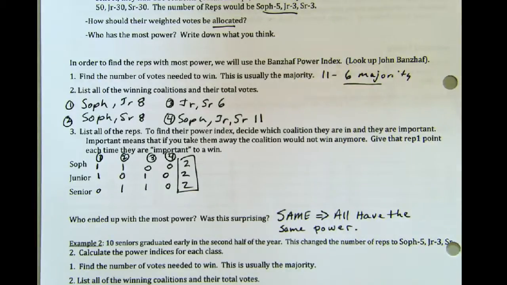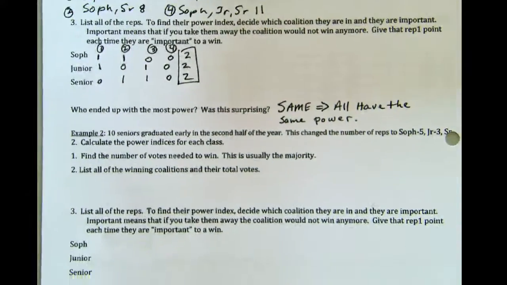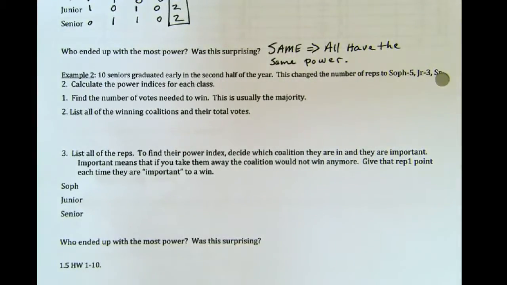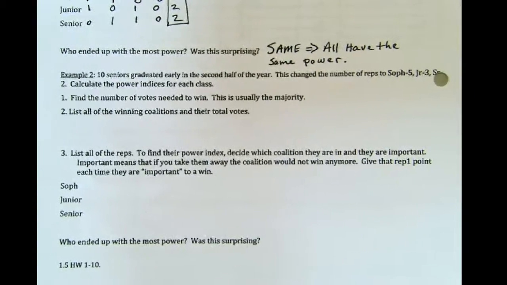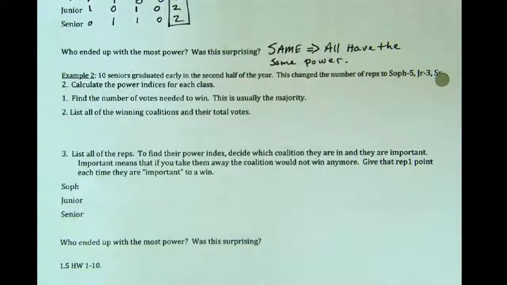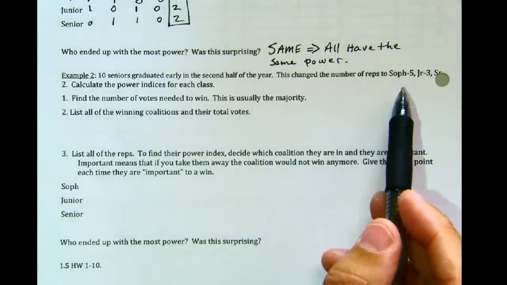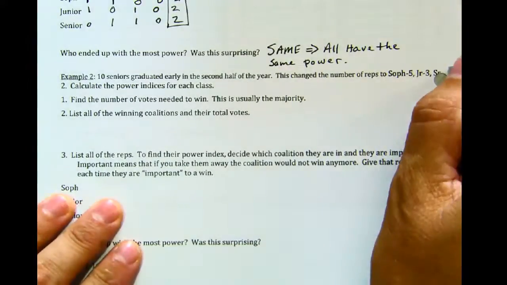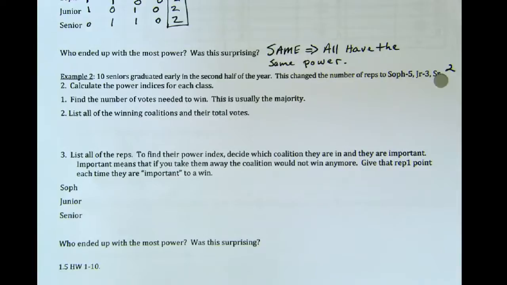Okay, now what happens is that if we change this a little bit, let's see if the power gets rearranged. So example 2 here says that we have 10 seniors that graduated early in the second half of the year. And this changed the number of reps from sophomores being 5 to juniors being 3. And now the seniors have 2. This got cut off here. So the seniors only have 2 because they have 10 fewer people. So we want to calculate the power indices of each. You might want to pause this and go ahead and see if you can do this on your own, and then we'll check you.